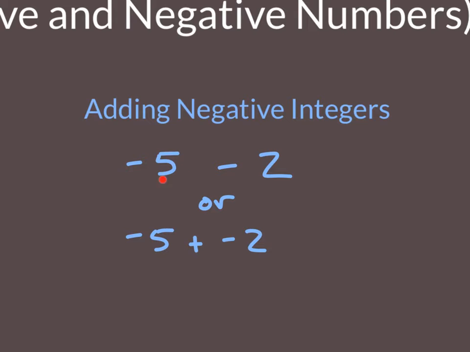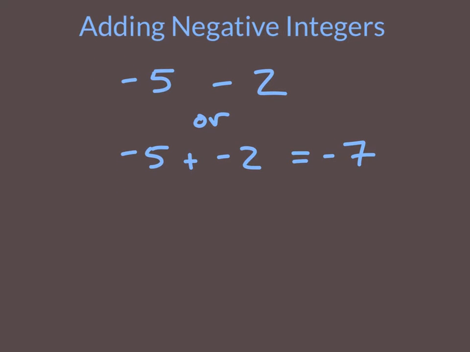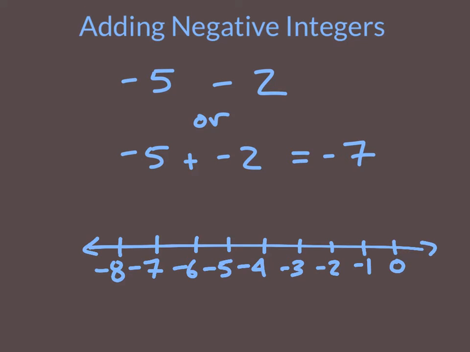I owe someone $5, and I owe them an additional $2. How much money do I owe them? If we were to do the math here, this would just end up giving me negative 7. But let me show you how to use a number line to do this. Let me draw a number line, and let me use some negative numbers here. In my first step, I want to plot my first number, so I'm going to plot the negative 5 on my number line.